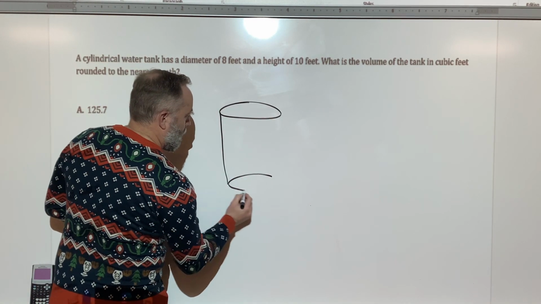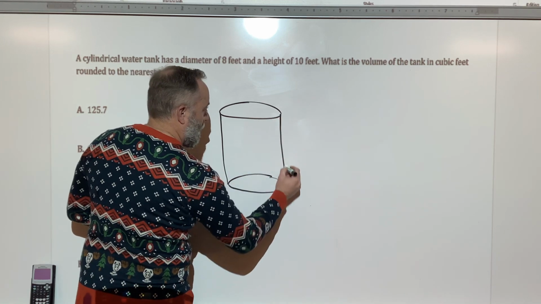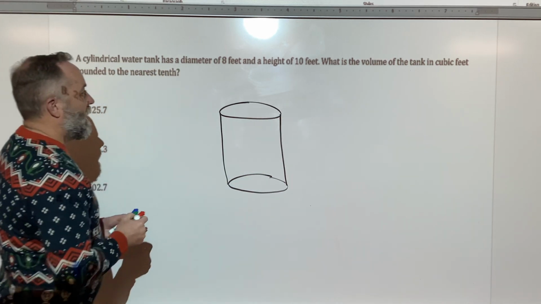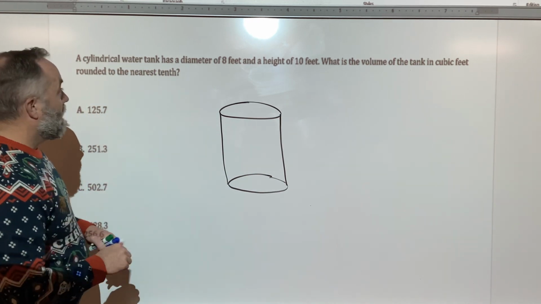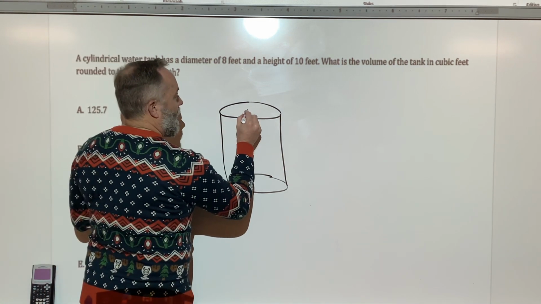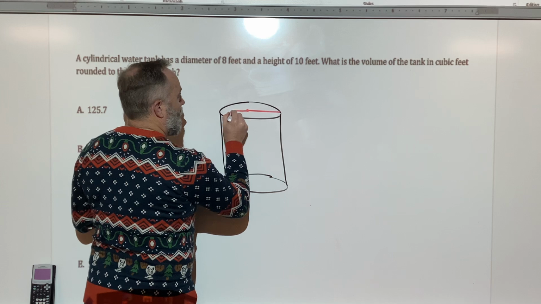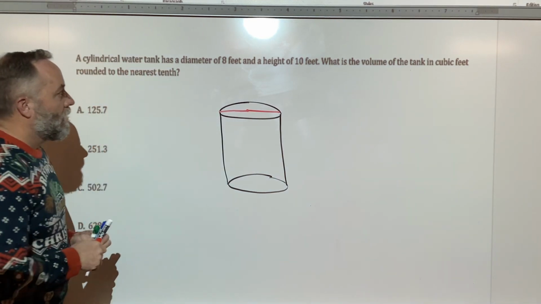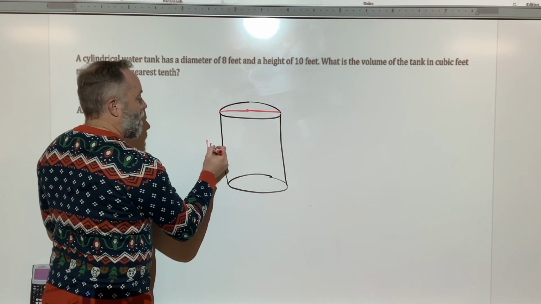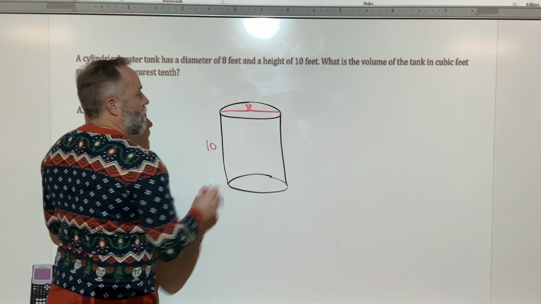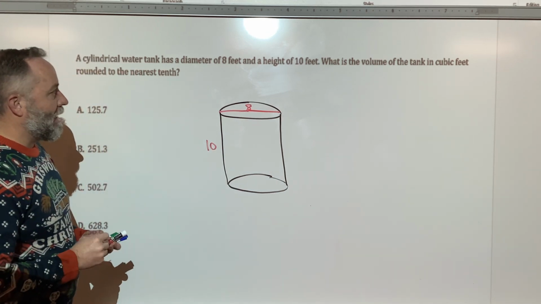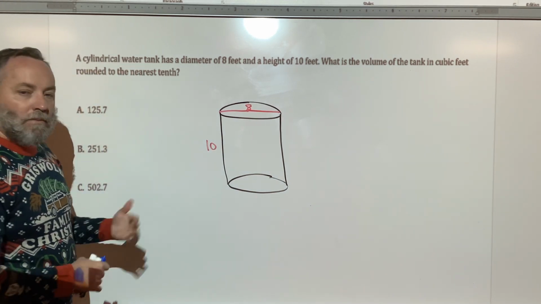Let's see if I can get one drawn. So something like that. All right, and we're told that it has a diameter of 8. So the diameter is all the way across the top of the circle. And then it has a height of 10 feet. So diameter is 8, height is 10. And the volume is three-dimensional.